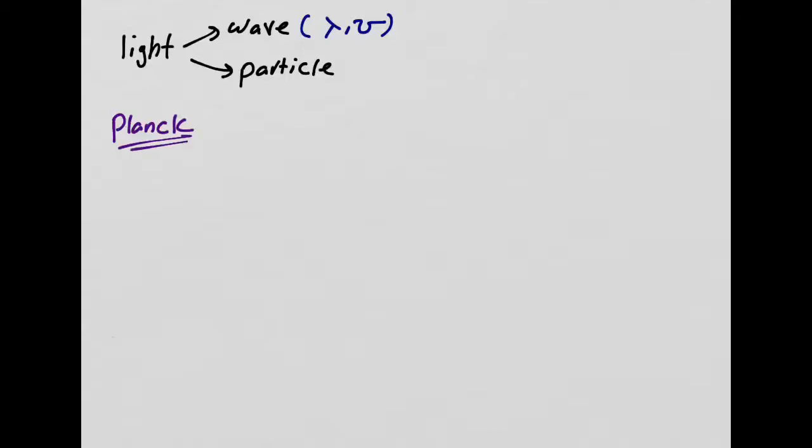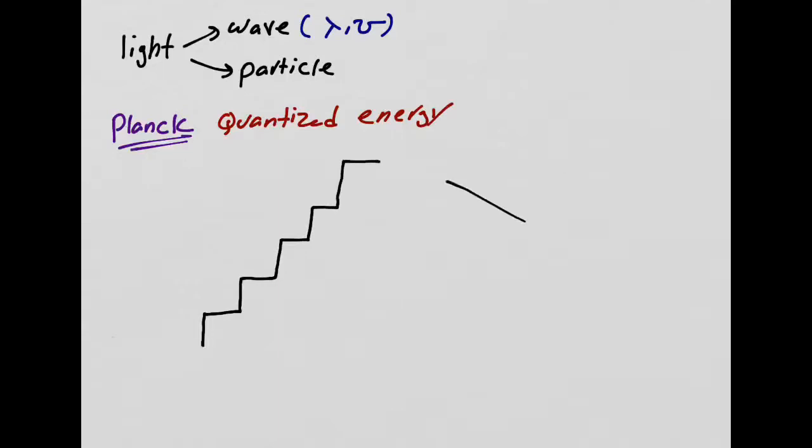A physicist, of course, and he came up with the idea of quantized energy. So far, what scientists have learned is that light behaves like a wave, but also, after doing an experiment, they said maybe light also behaves like a particle. So what is this quantized energy? Let me give you an example.